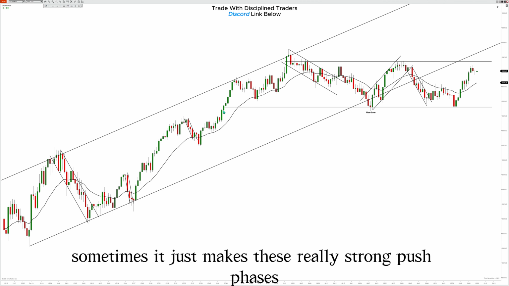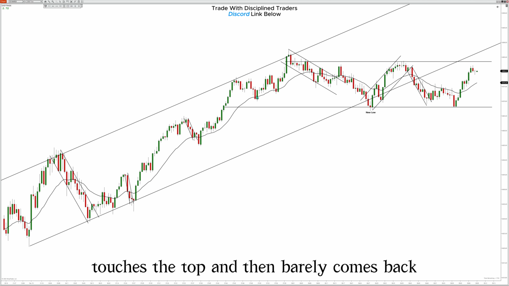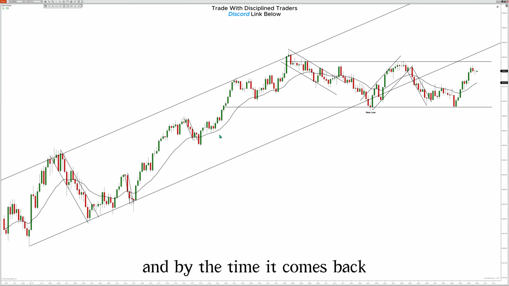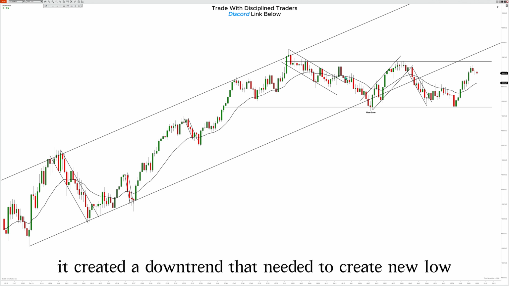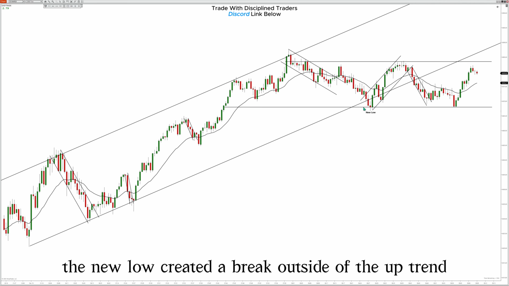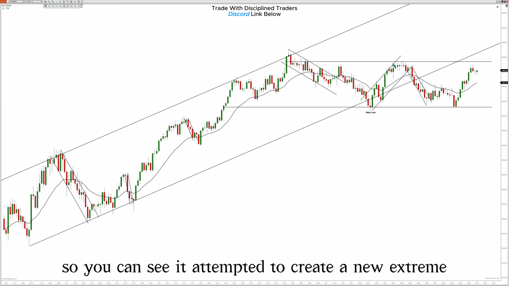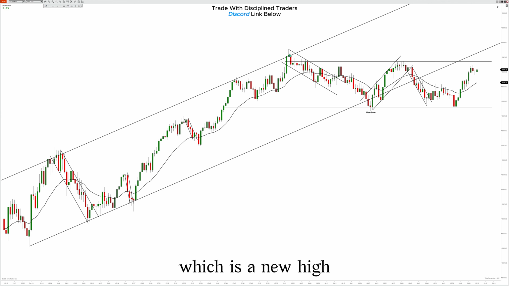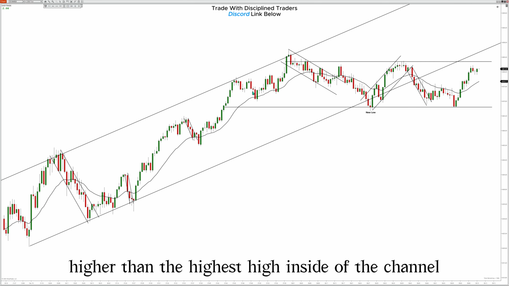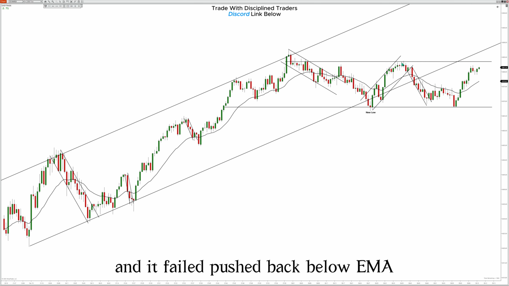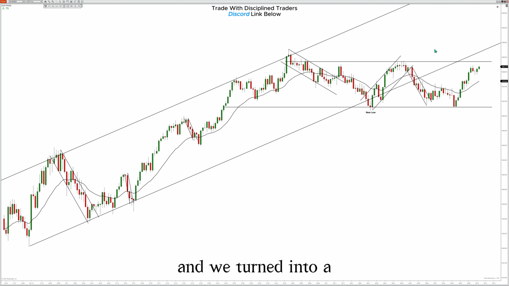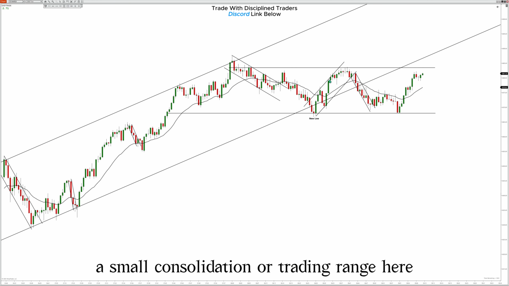Sometimes it just makes these really strong push phases, touches the top, and then barely comes back, and by the time it comes back, the EMA has already followed it all the way up, and you'll find support at EMA and continue to bounce off. We did break through EMA here. It created a downtrend that needed to create new low, and unfortunately the new low created a break outside of the uptrend. So you can see it attempted to create a new extreme, which is a new high, higher than the highest high inside of the channel while it was still in play, and it failed, pushed back below EMA, and we turned into a small consolidation or trading range here.